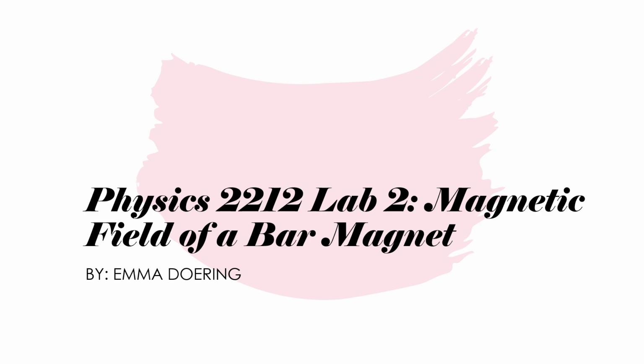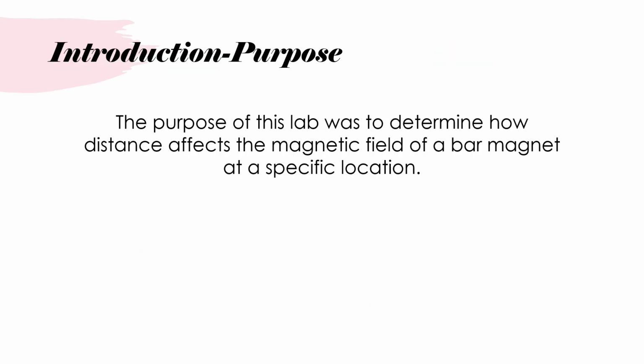My name is Emma Doring, and this is my Physics 2 Lab 2 on the magnetic field of a bar magnet. The purpose of this lab was to figure out how distance affects the magnetic field due to a bar magnet at an observation location.